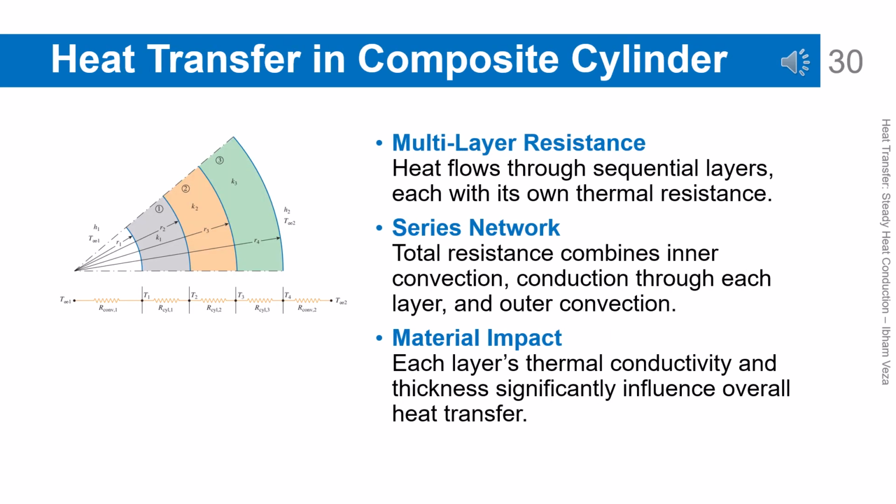Heat transfer in composite cylinder. A composite cylinder consists of several material layers, arranged concentrically. Heat must pass through each layer sequentially, so the resistances are in series. Each layer has different thermal conductivity and thickness. The contribution of each layer strongly affects the total system resistance. This model is commonly used for multi-layer pipes and insulation systems.